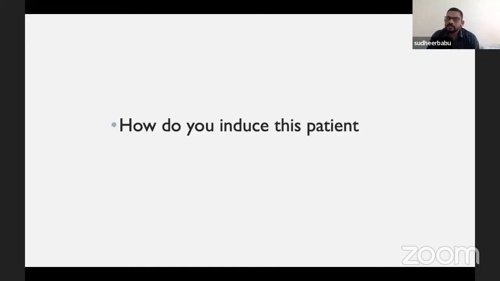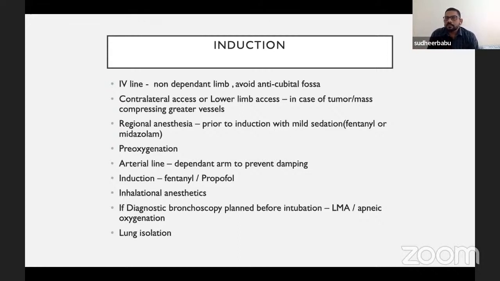Okay. So which size peripheral IV line do you have to put, and in which limb preferably, because we are keeping the patient in the lateral position, right? It should not obstruct your IV fluids. So ideally the IV line can be inserted in the non-dependent limb, avoiding the antecubital fossa, because there will be bending. And in case the patient has an anterior mediastinal mass, you can consider putting it in the lower limb. All those things you have to tell, especially in the exam. Okay, regional anesthesia prior to the induction with mild sedation.